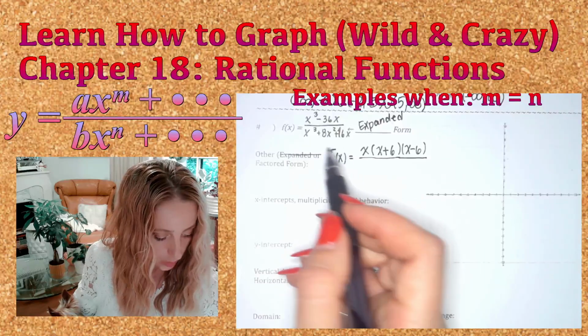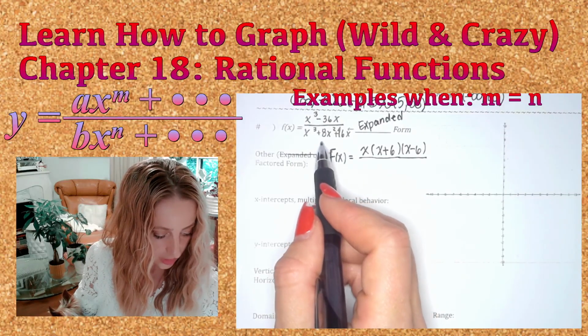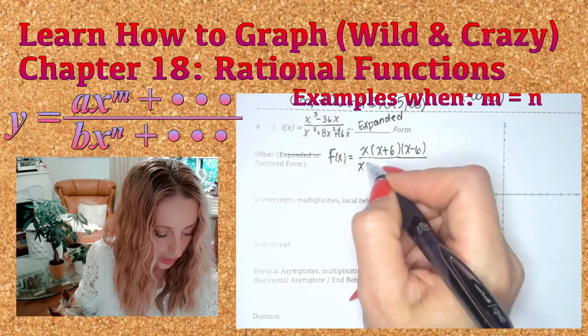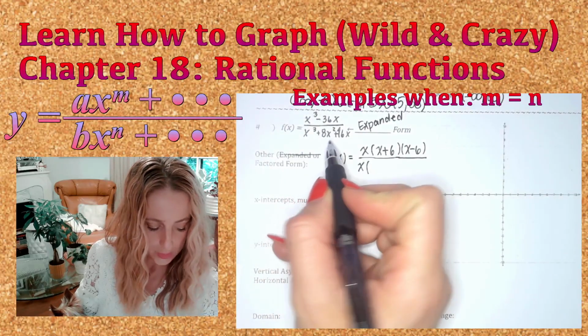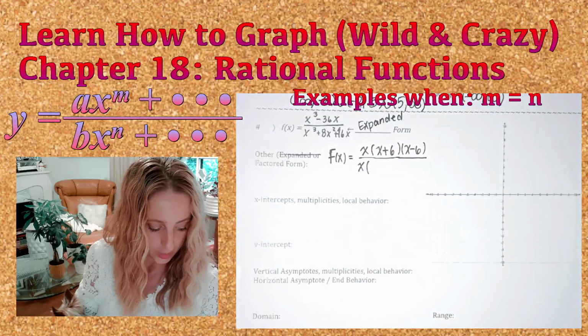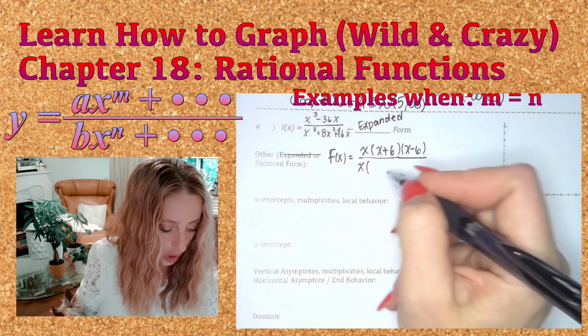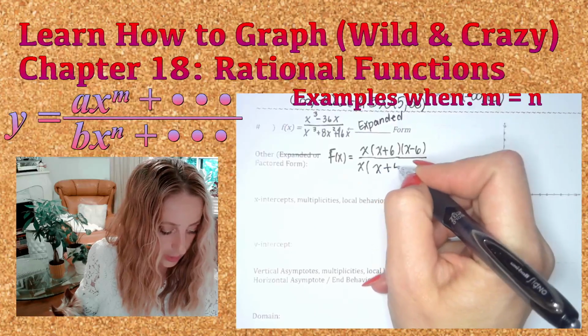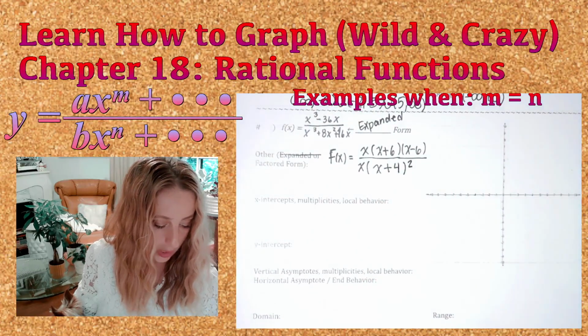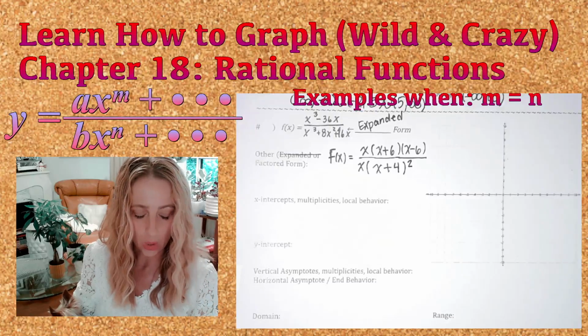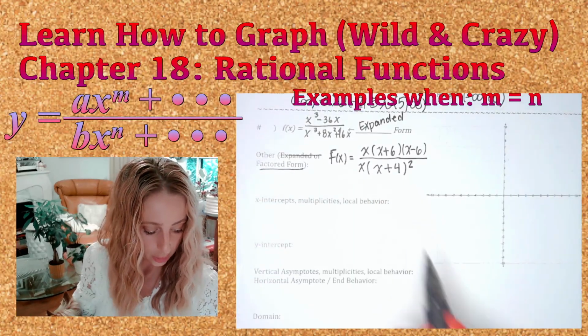On bottom, I will have a GCF of x again. So if I pull out x, I am left with x squared plus 8x plus 16. That factors to x plus 4, x plus 4. So I end up with x plus 4 squared, because I have two of them. Now, this is factored form.